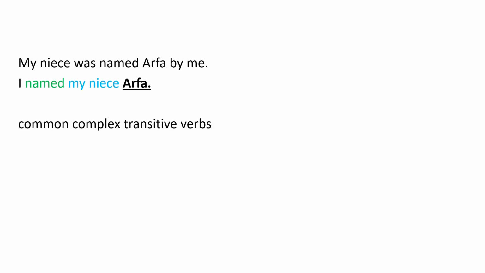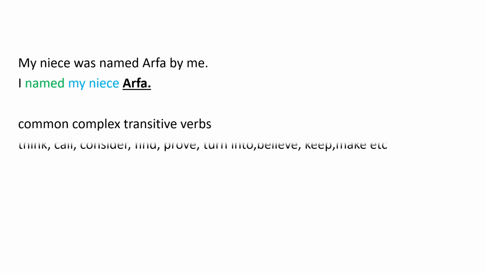As an example, let us see one sentence in passive voice as well. My niece was named Arfa by me. Let us try converting it into active voice. In the active voice, it will be I named my niece Arfa. It is also an example of a complex transitive verb because Arfa is describing my niece. Most common complex transitive verbs are think, call, consider, find, prove, turn into, believe, keep, make, etc.